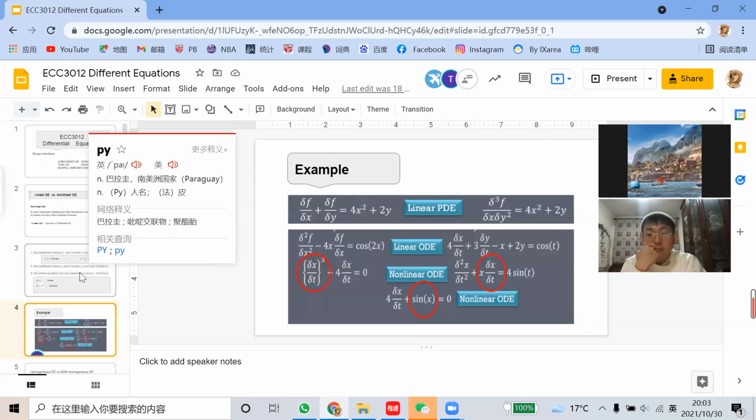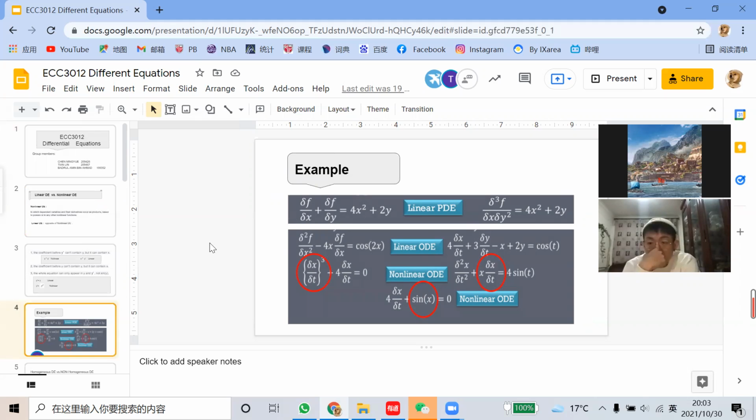Here are some important examples, and we can classify them by the 3 points we just mentioned.